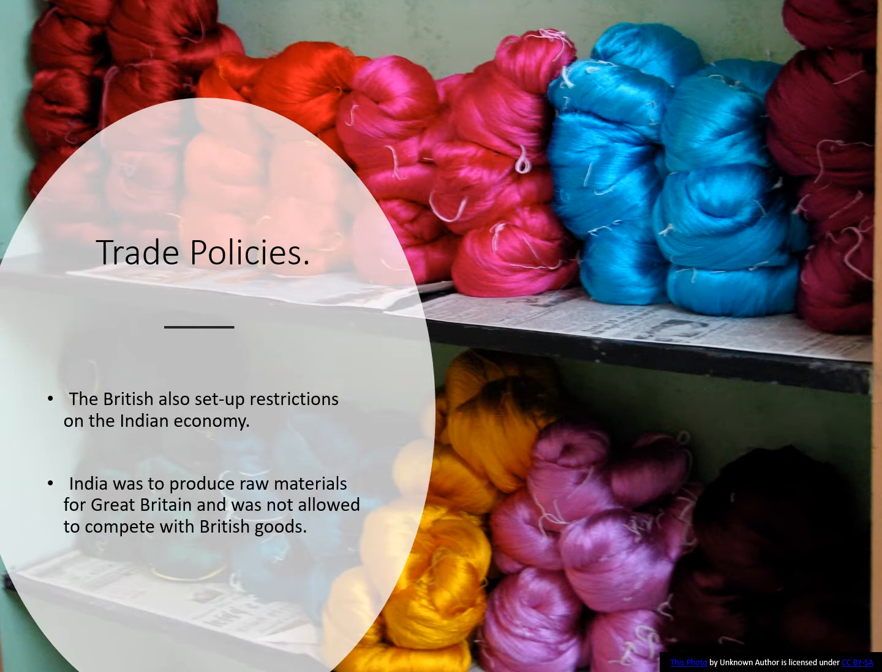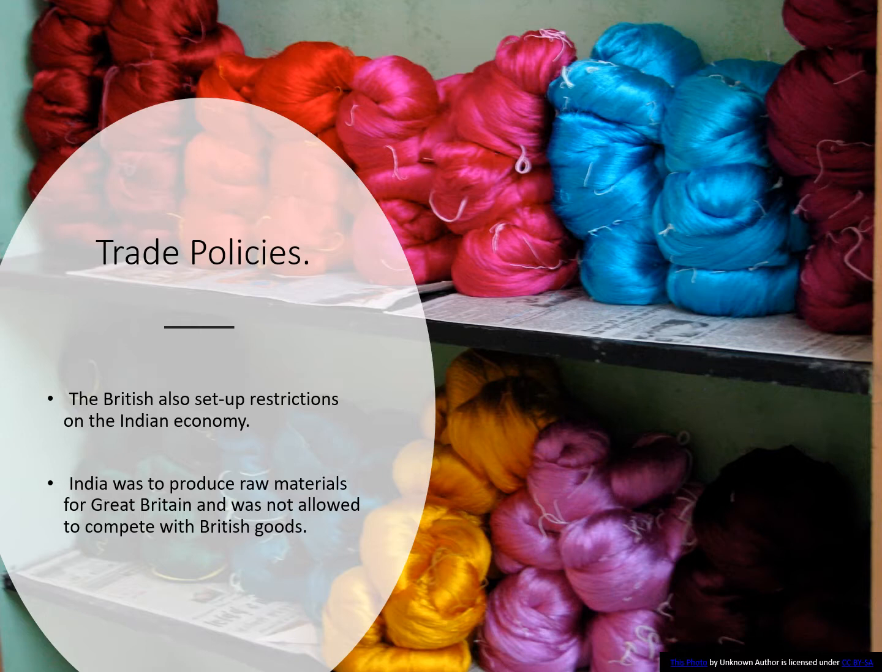Now, there are going to be some trade policies. The British had set up restrictions on the Indian economy. India was only allowed to produce raw materials such as silk. Indian silk is very fine, very precious even today. Back in the 1700s and 1800s, it was especially precious to the wealthy classes in Great Britain. A lot of people had their clothing, curtains, or other fabrics made out of Indian silk. That's what this background shows you.